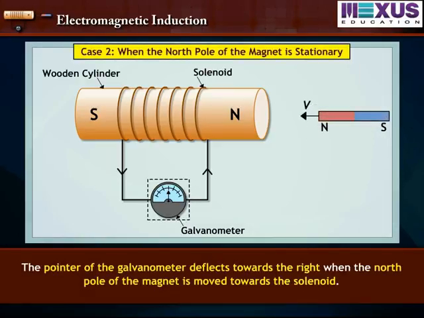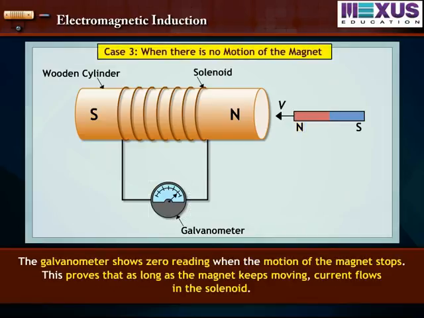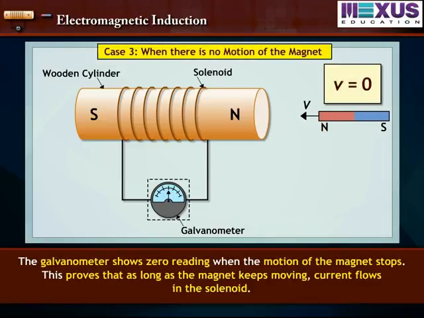The pointer of the galvanometer deflects towards the right when the north pole of the magnet is moved towards the solenoid. The galvanometer shows 0 reading when the motion of the magnet stops. This proves that as long as the magnet keeps moving, current flows in the solenoid.